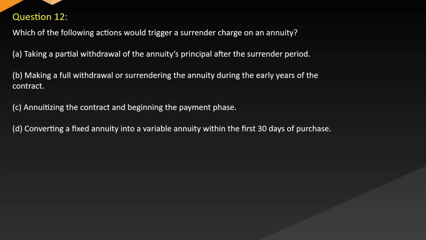A. Taking a partial withdrawal of the annuity's principal after the surrender period. B. Making a full withdrawal or surrendering the annuity during the early years of the contract. C. Annuitizing the contract and beginning the payment phase. D. Converting a fixed annuity into a variable annuity within the first 30 days of purchase.